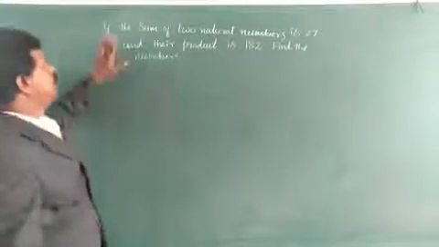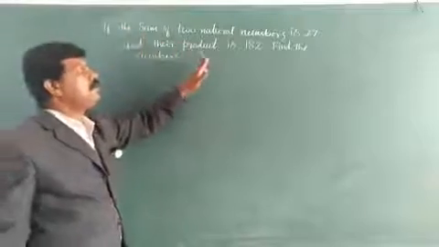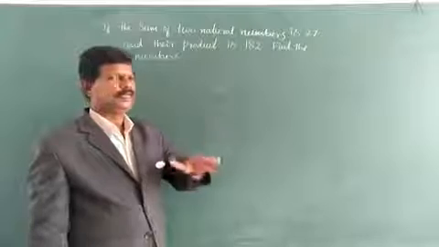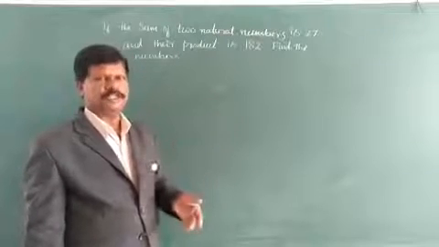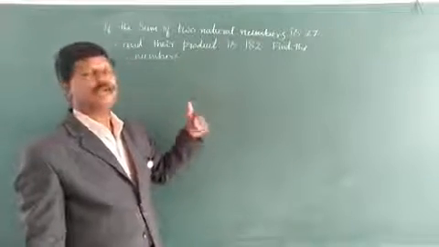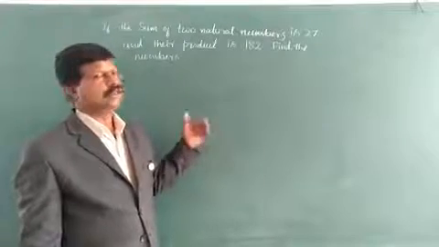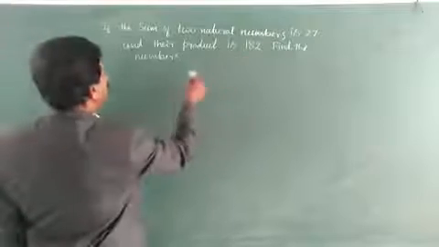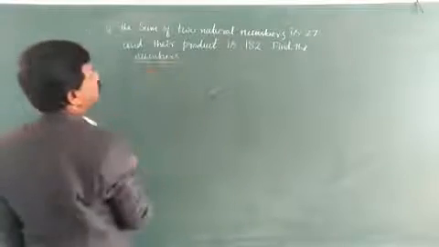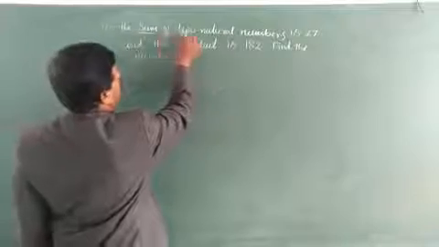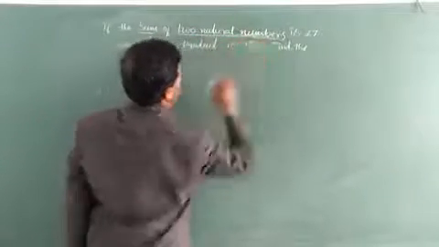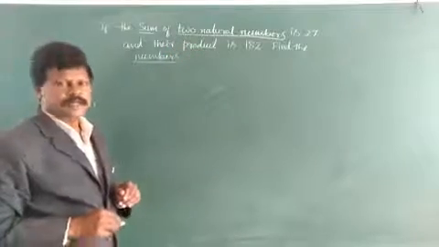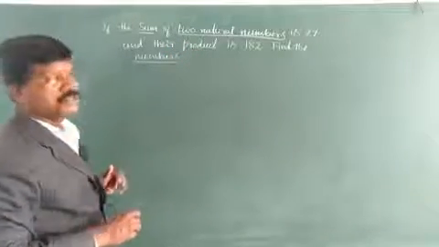Now, in this question, see that the sum of two natural numbers is 27, but they have not given the quadratic equation. So first we should frame the quadratic equation. How to frame the quadratic equation? What they asked is to find the numbers. Here the sum of two natural numbers is given. So how to start this?